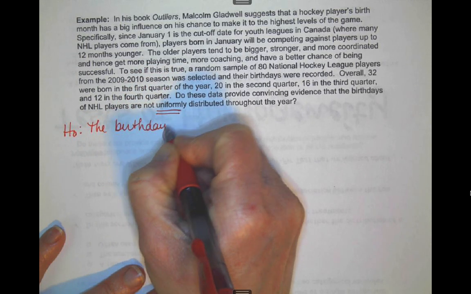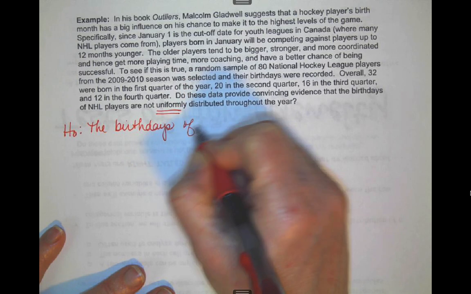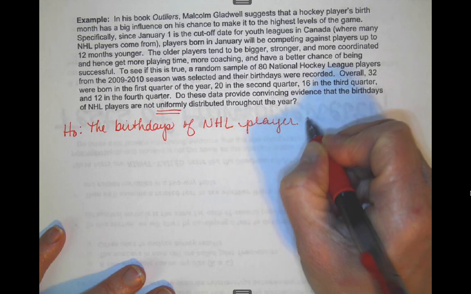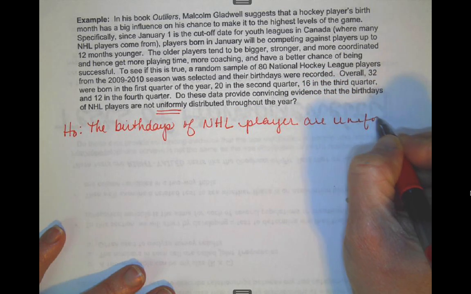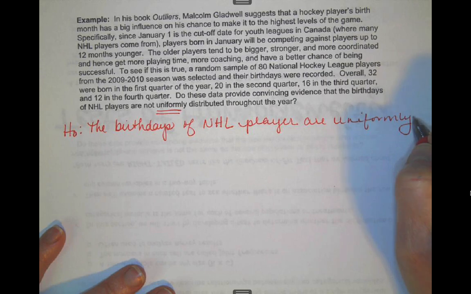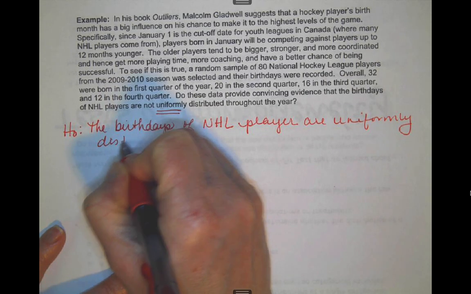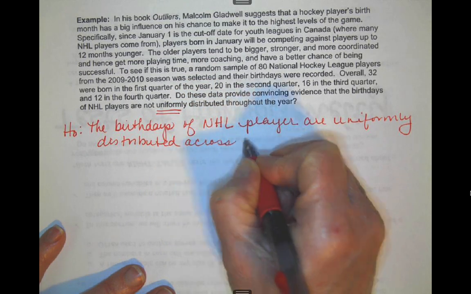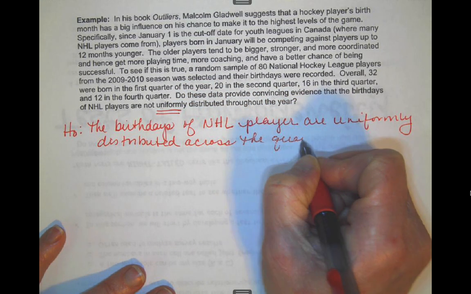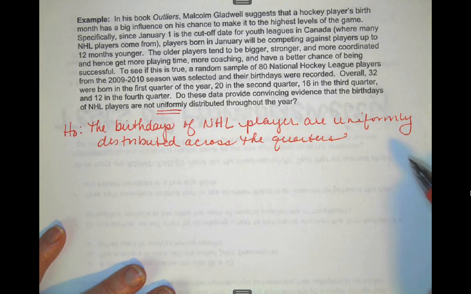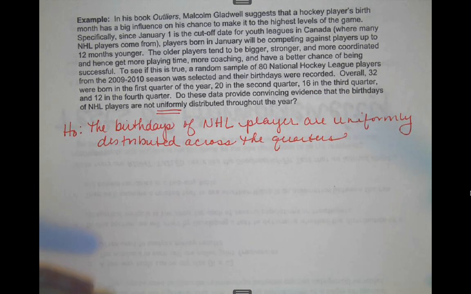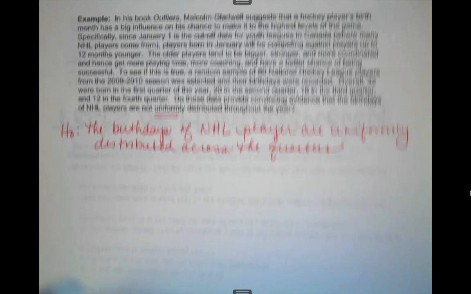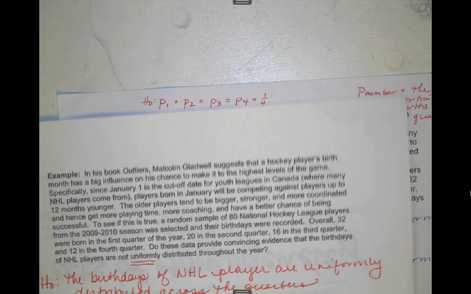So this one says the birthdays of NHL players are uniformly distributed across the quarters. So my null hypothesis is just saying that they're equal.